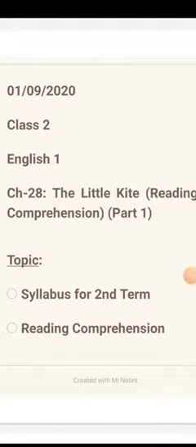Class 2, English 1, Chapter 28, The Little Kite, Reading Comprehension, Part 1. Topics for today are syllabus for second term, reading comprehension.